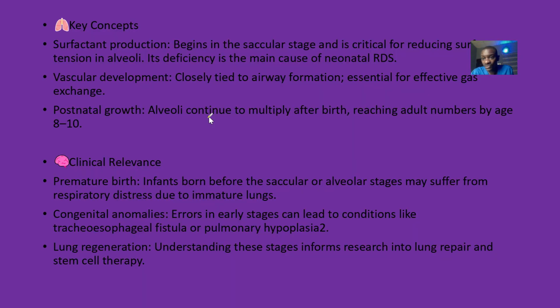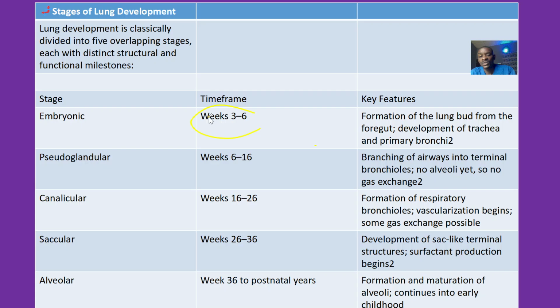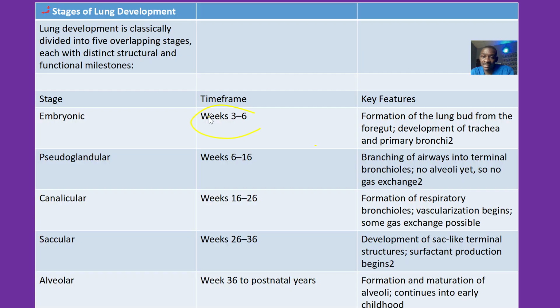Different individuals develop at different times, right? But at least there's an interval. The pseudoglandular stage is about week 6 to 16: branching of the airways into the terminal bronchioles, no alveoli yet, so no gas exchange. Canalicular is week 16 to 26. There's formation of respiratory bronchioles, vascularization begins, and some gas exchange is possible at this time.